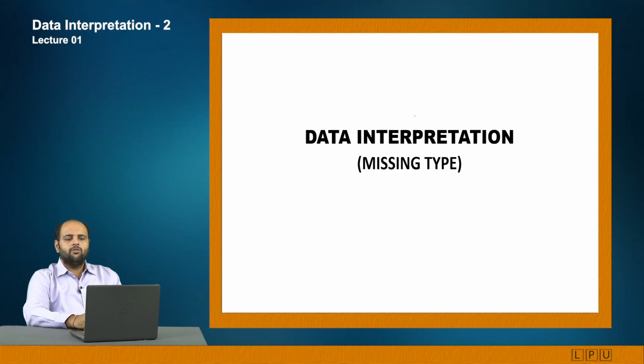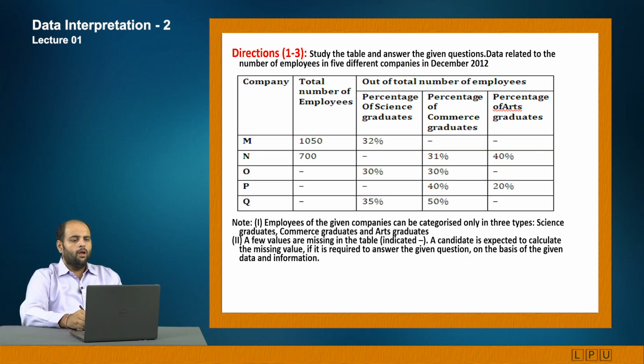Now, the next topic is data interpretation of the missing type. Missing means some data will be eliminated from the questions. We have to fill in the data and then solve the questions depending upon that information. Let's also take an example for this. First of all, read the information. It says, study the table and answer the given questions.